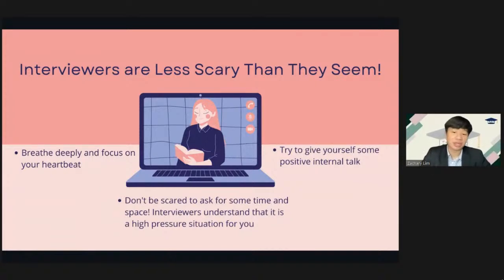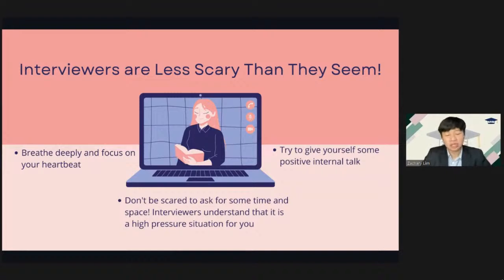On the other hand, you can also try to give yourself some positive internal talk, like saying, you can do this, you've come so far, it doesn't make sense to give up now, things like that. So try to positively assure yourself. And the last thing is, if the interviewers happen to give you a really tough question or something that you've never heard before, or don't even understand, don't be scared to ask for some time. Or if you would like them to re-clarify the question, you can ask them again what the question actually meant.